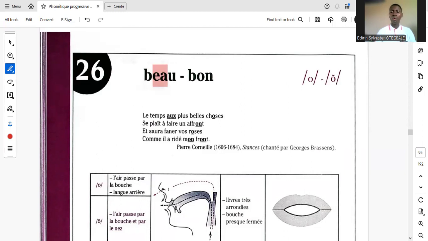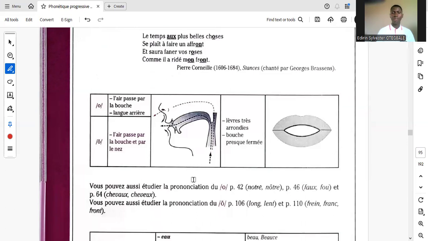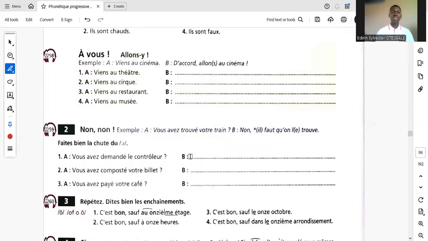So you have O, O, bon, O, bon, bon. Those are the two phonemes we are dealing with right now. Let's look at how that sound is realized. Of course, air passes through the nose and the mouth, and it's realized like the other O, which is arrondi and fermé as well. But here we have just letter O and letter M that give you the phoneme. Example, you have mon, ombre, non. These are the examples. Let's continue with the recording.